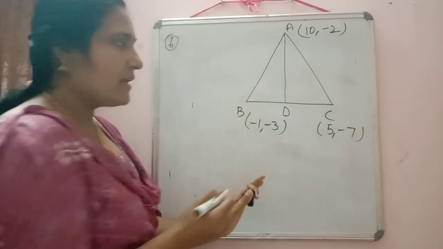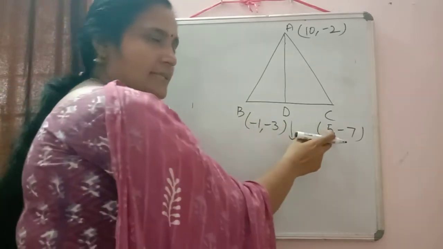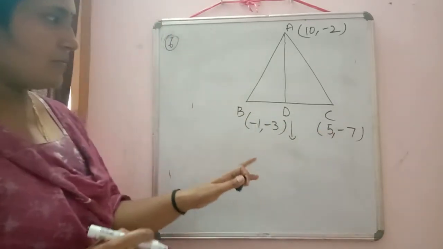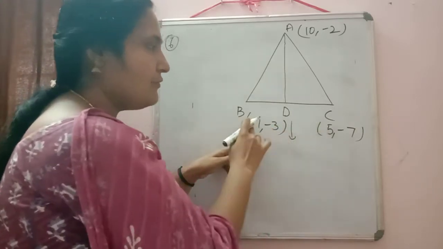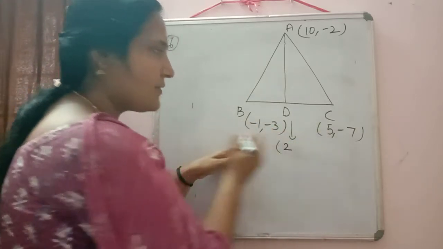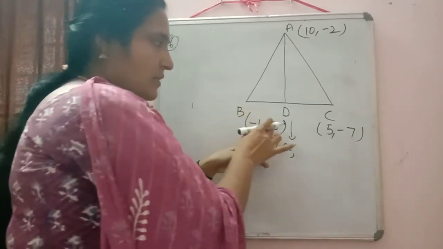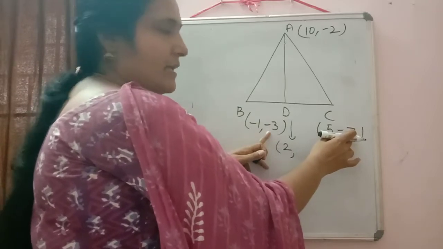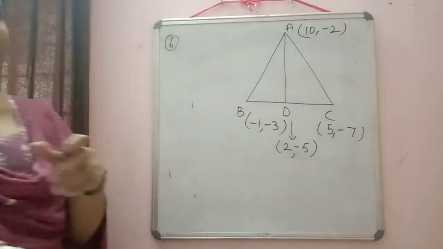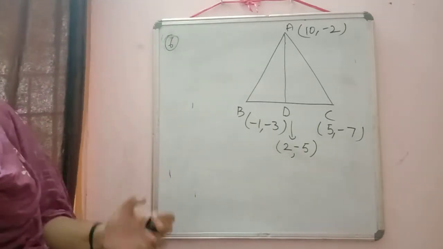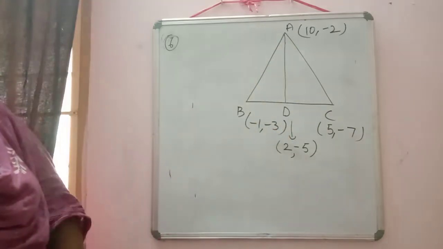So again how will we calculate the coordinate of D? Yes, x1 plus x2 divided by 2. So what will come? Minus 1 plus 5 will be equal to 4, and 4 by 2 will be equal to 2. Similarly y coordinate, y1 plus y2. So minus 3 minus 7, minus 10, divided by 2 will be equal to minus 5. So we got the coordinate of D. Now we will calculate the area of triangle ABD and triangle ACD.